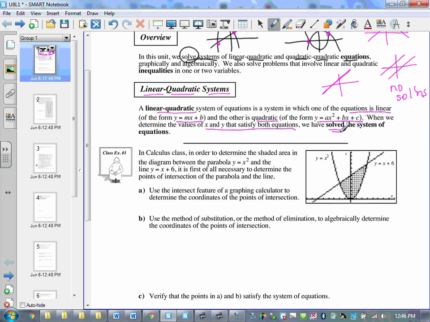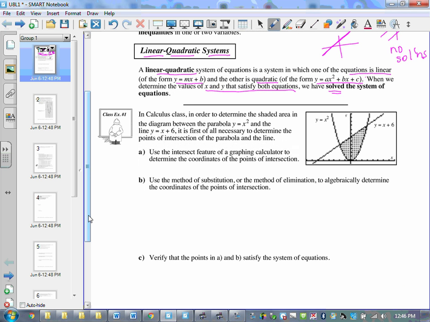So this kind of leads into some things that you may do if you take a calculus class. In order to determine the area of a shaded region in the diagram of our parabola y equals x squared and the line y equals x plus 6, it's first necessary to figure out the points of intersection. So where do they intersect each other? Right here and right here. So those 2 points will be our solutions. So we should have 2 solutions. So far, so good.